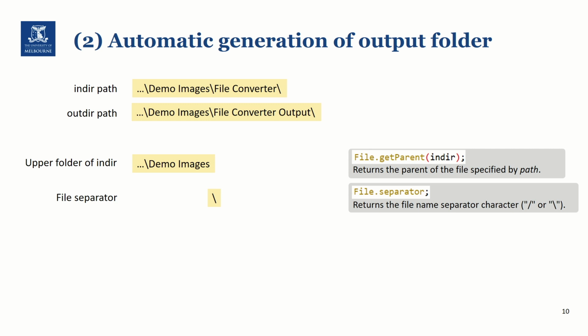We can do this using the function called file.separator. And as you can see from this description, this will return the file name separator character, either / or \. Different operating systems will use either / or \, so it is safer to use this function rather than using it as a text.